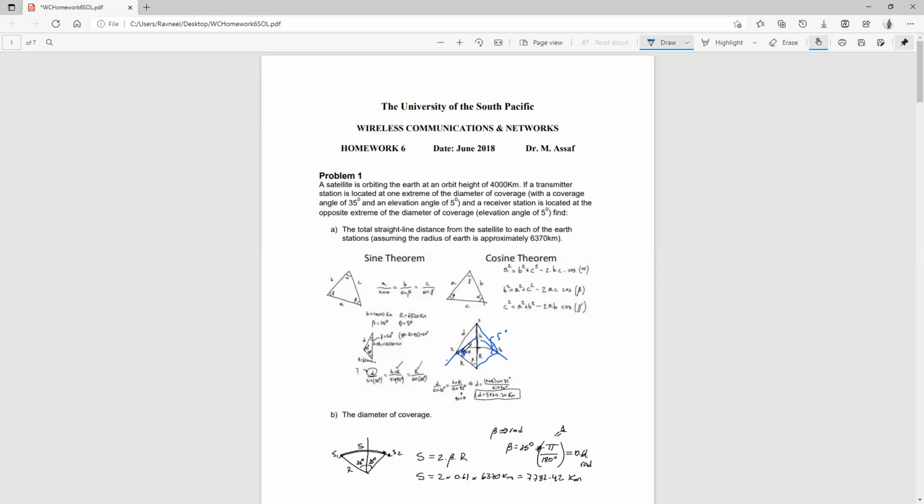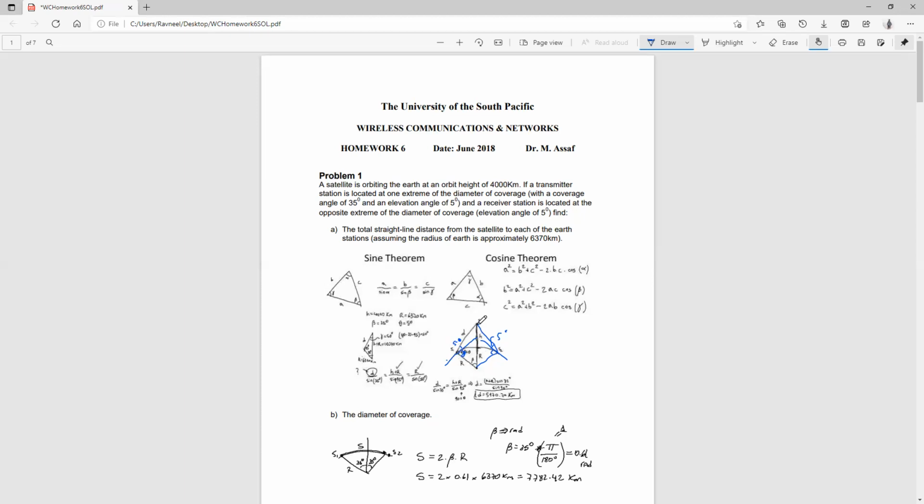If this is 90 and this angle of elevation is 5 degrees, both the sides are the Earth's radius as well. So we have two angles, this angle and this angle being of the same size, right? So we can see that in this triangle, this side is identical to this particular side. So if we find the distance from one satellite to the Earth station, right?